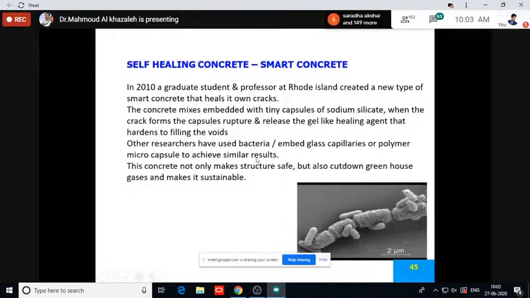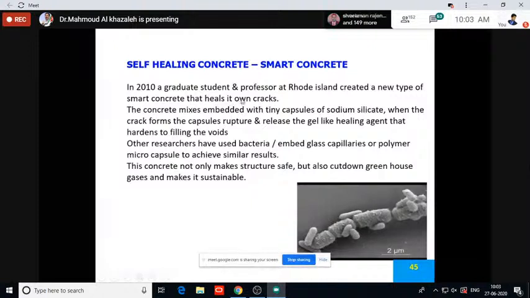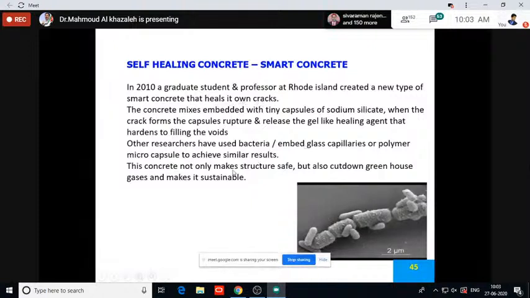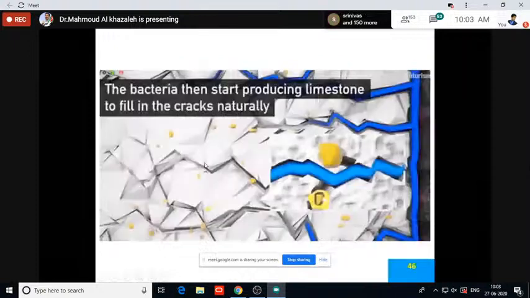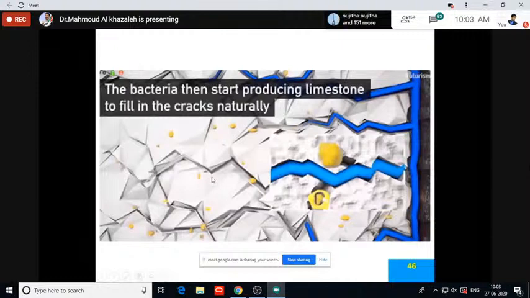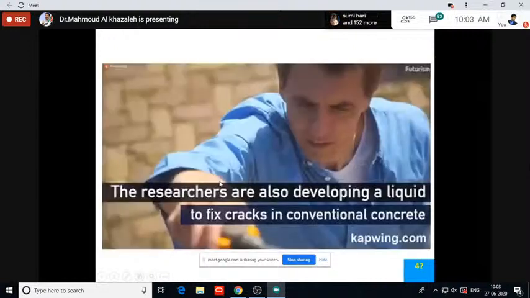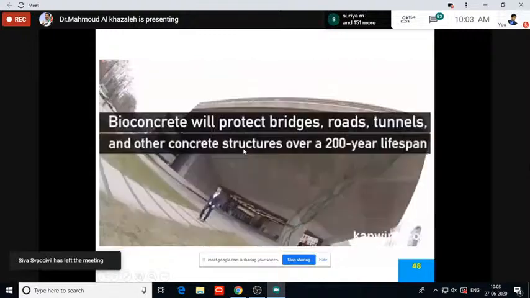Here, self-healing concrete, smart concrete, as they call it, since 2010. A graduated student and professor in Iceland created a new type of smart concrete that heals cracks. So in time, it will cover the cracks by using bacteria. And this technique is used all over the world today. Here we can see the bacteria start producing limestone to fill the cracks and close them over time. The researchers are also developing liquids to fix the cracks, different types of chemicals.